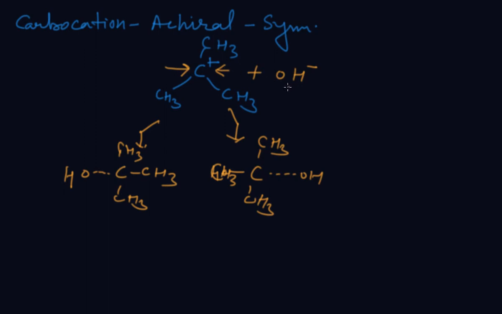OH is the nucleophile, and this is the carbocation. Achiral and chiral, you must attend my classes. I will also explain chiral and achiral in the local language, approachable to you. Chiral means whenever a carbon atom is attached to four different groups, and achiral means two are the same and there is symmetry. Chiral means there is no symmetry.